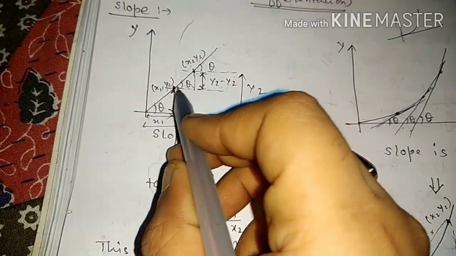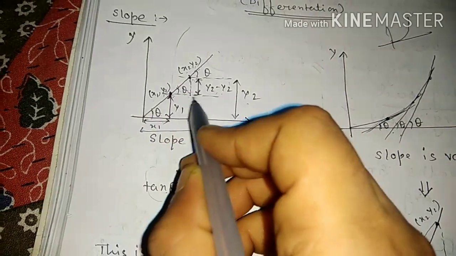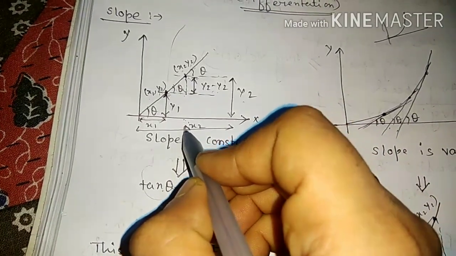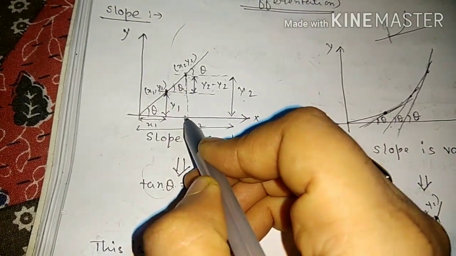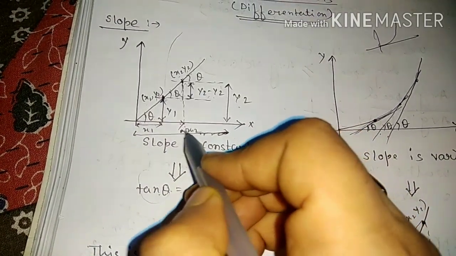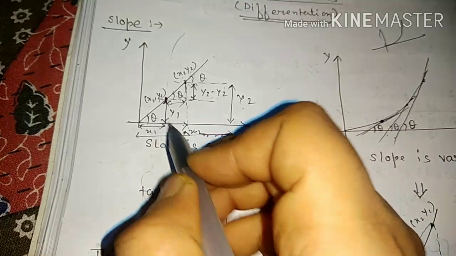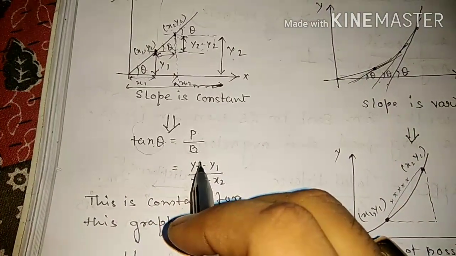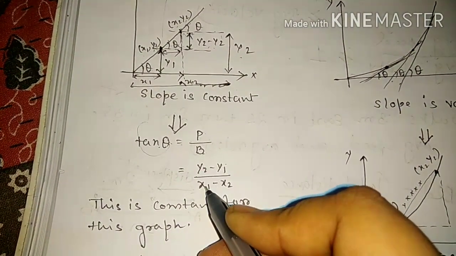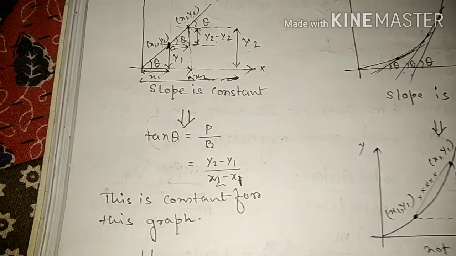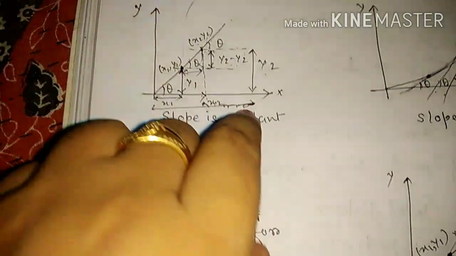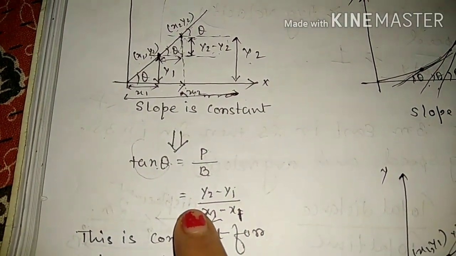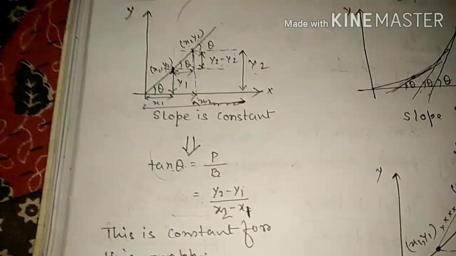Similarly, if we find the base, this is x1, and if we draw this line up to here, this is x2. So what is the value of this? x2 minus x1. So we can write tan theta equals y2 minus y1 by x2 minus x1. This is the value of tan theta. If you consider 2 points here, you get the same result, tan theta equals y2 minus y1 by x2 minus x1.